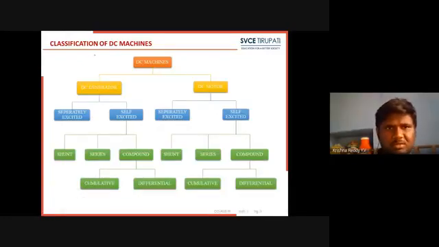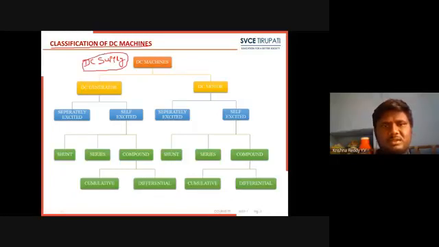First of all, we are discussing the classification of DC machines. DC machines are the machines which work on DC supply. Here we need to give the DC supply and the machines work on it. The DC machines are classified into DC generator and DC motor. DC generator is our first unit, DC motor is our second.